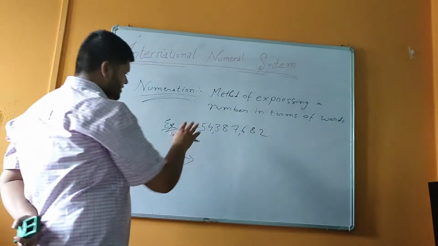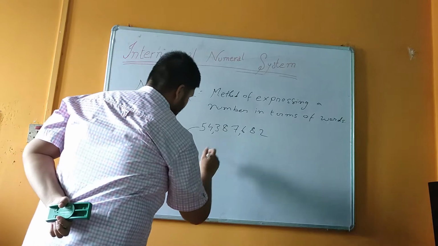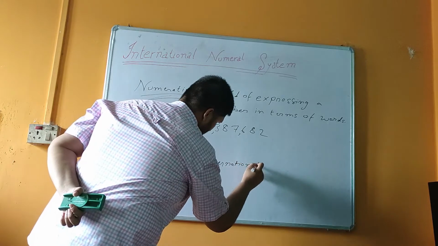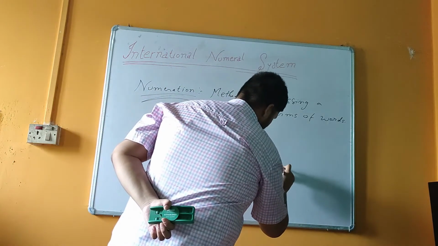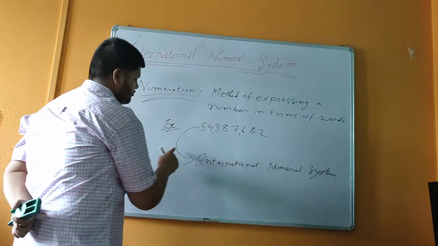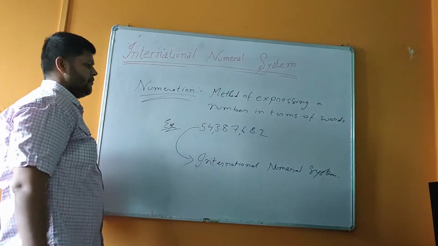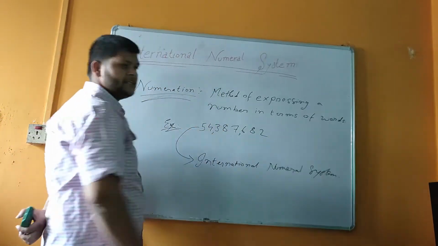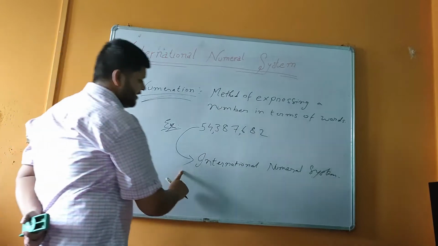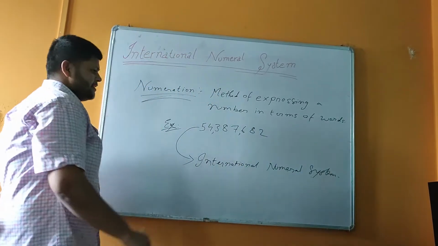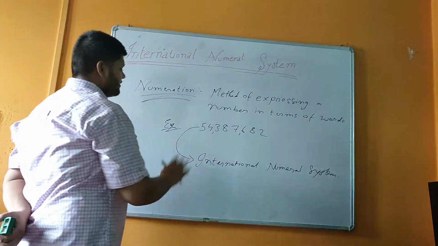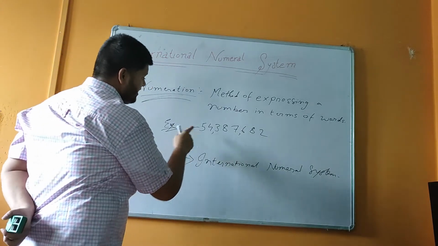I hope you are clear with this. It is already justified that this is the international numeral system. This number belongs to the category of the international numeral system. Only after separation of the digits with the help of commas can we tell that this number falls into the category of the international numeral system. This much clear? Okay. Now I am erasing this, and I want to write this number in words.